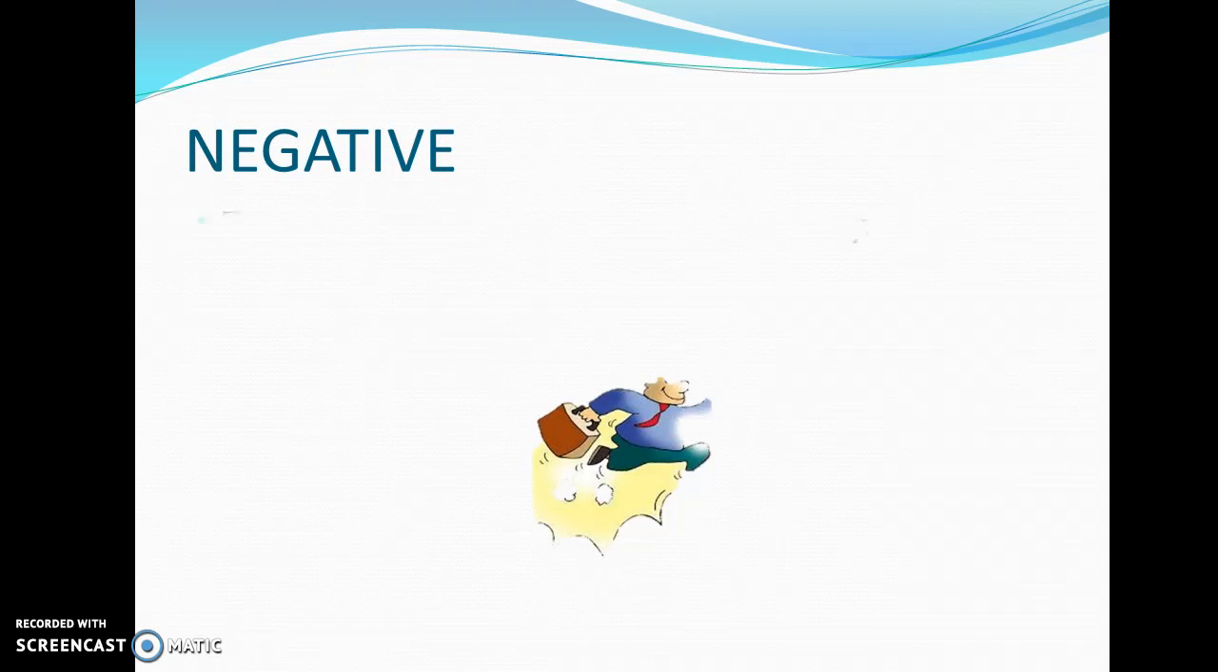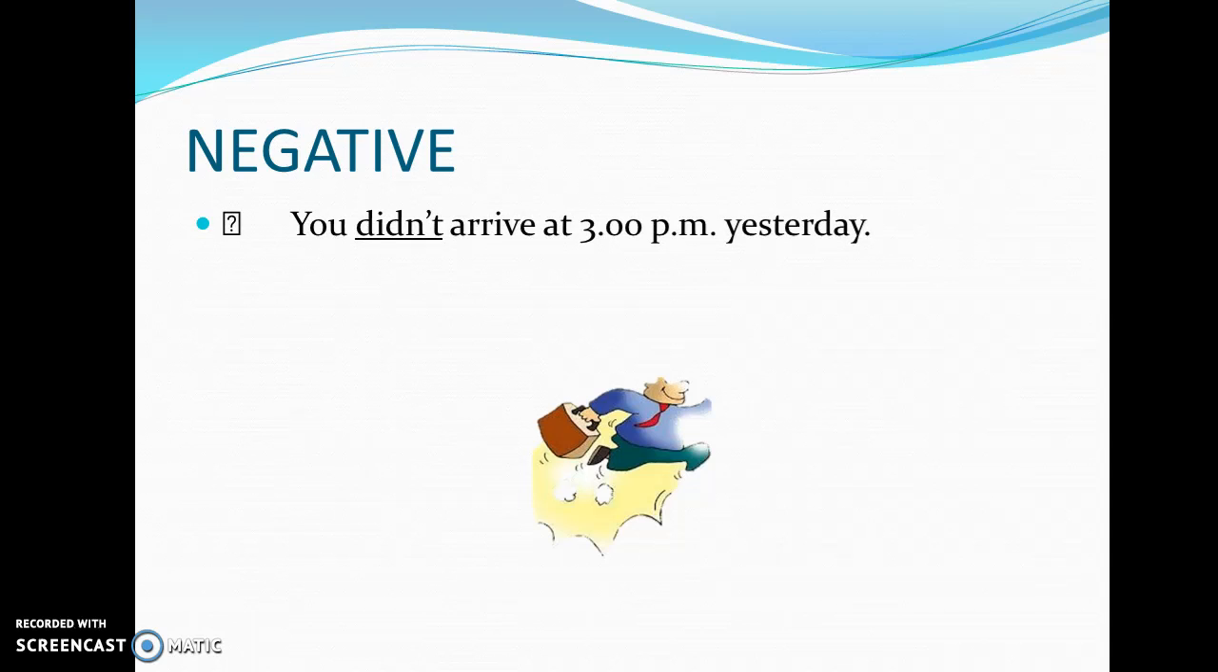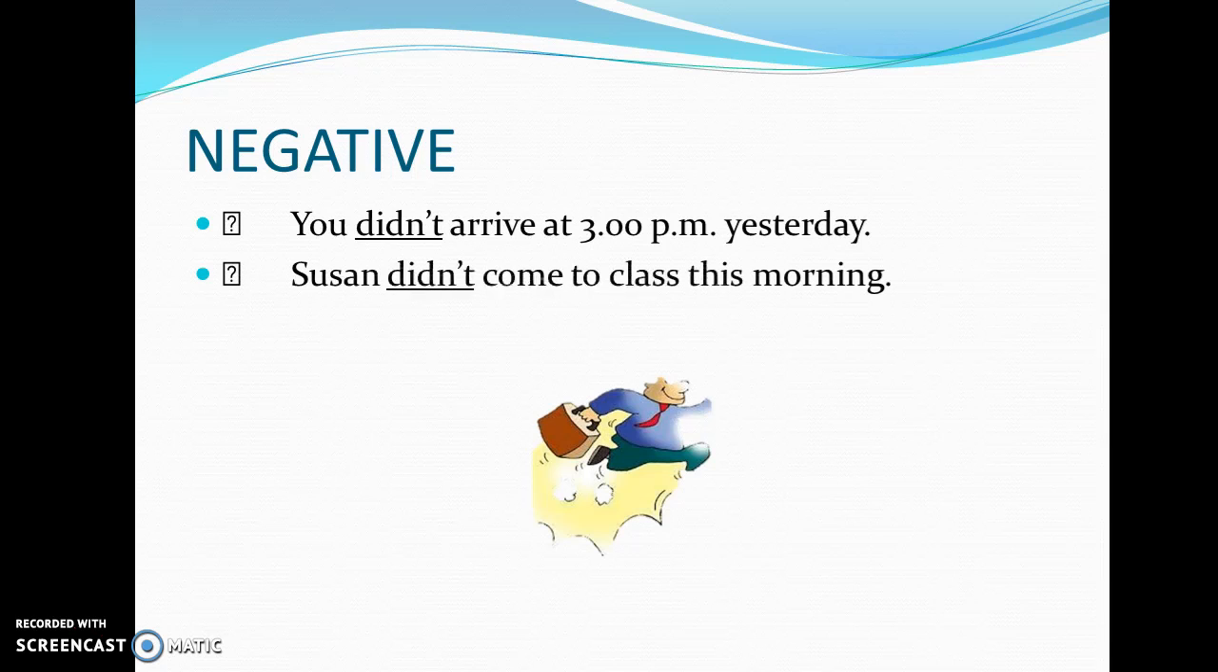The negative form is different. You didn't arrive at 3 p.m. yesterday. We use the auxiliary did, negative didn't, and the base form of the verb. That is the same thing we do in the present simple. We use the auxiliary and the base form of the verb. Susan didn't come to class this morning. The verb come is in infinitive or in the base form, and we have the auxiliary here.